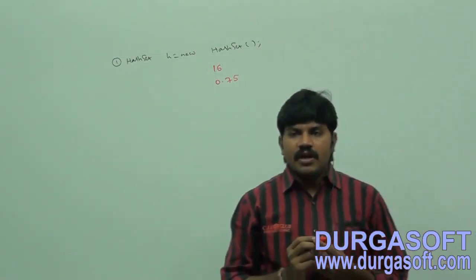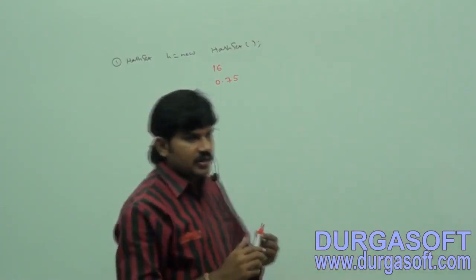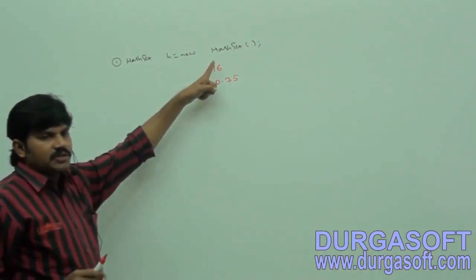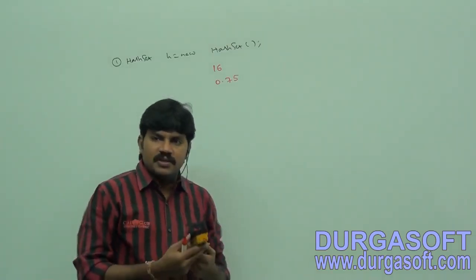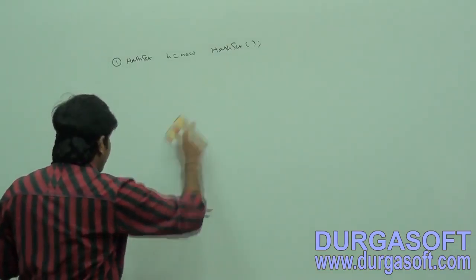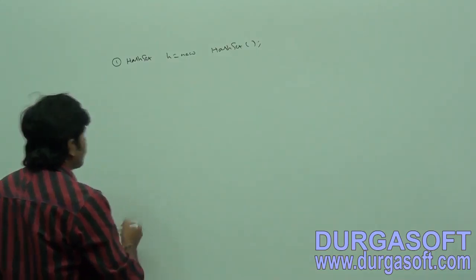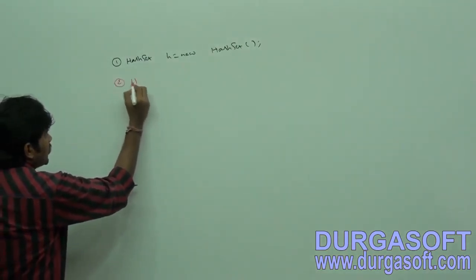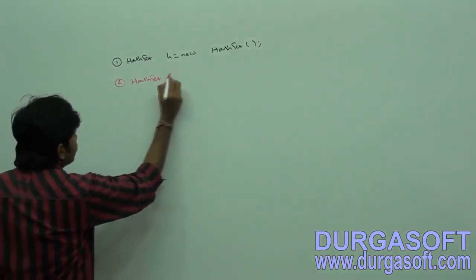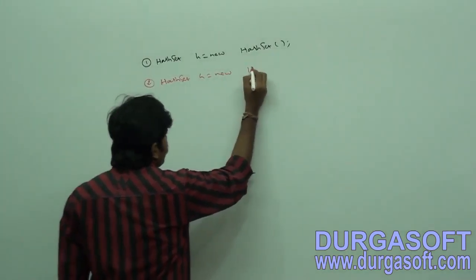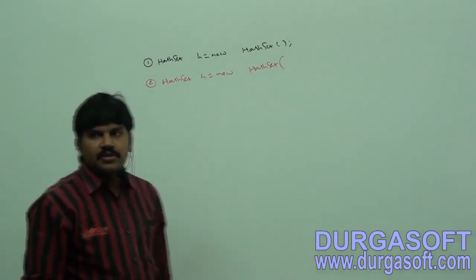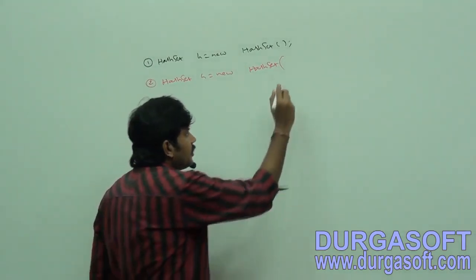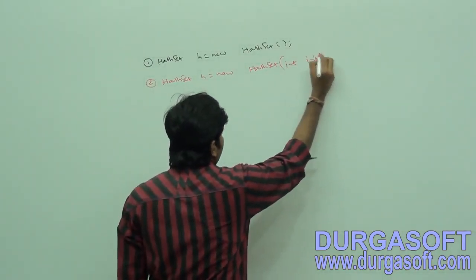That's all. Anyway, I will give the notes on what the fill ratio is at last. Are you able to understand? Default initial capacity 16, default fill ratio 0.75. Now the second constructor: HashSet h = new HashSet(int initialCapacity).